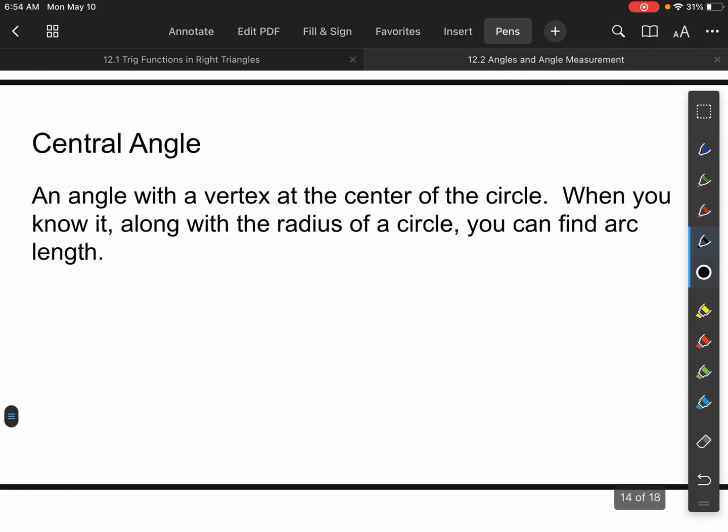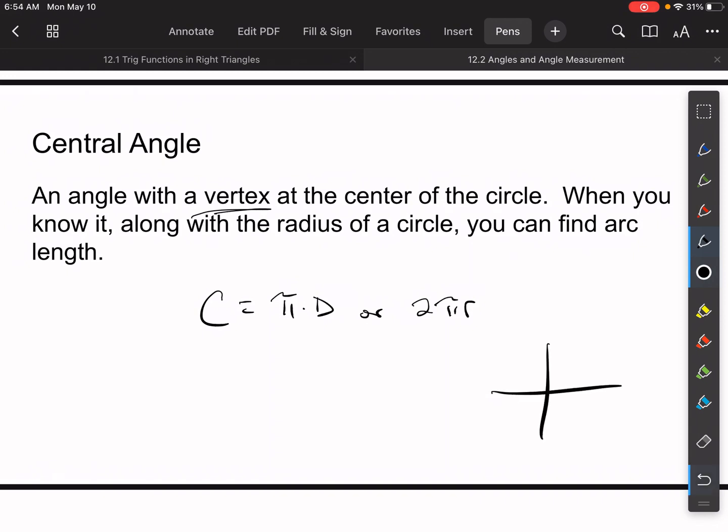The central angle is an angle with a vertex at the center of the circle. When you know it along with the radius of a circle, you can find the arc length, right? So we know that the circumference is equal to pi times d, or 2 pi r. The central angle has a 1-to-1 relationship. Let's just say we have this semicircle here. If I knew that this was 60 degrees, for instance, and the radius was 2 inches.